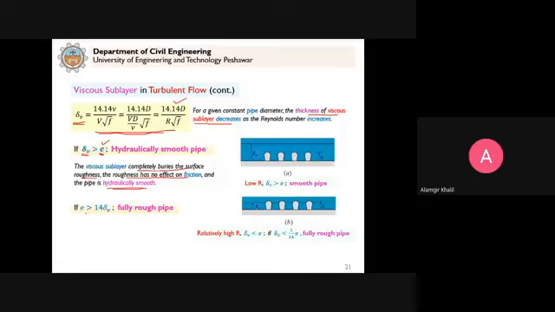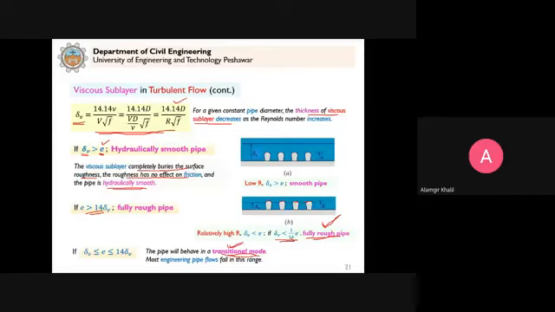And if E is greater than 14 times the delta V, or delta V is less than E by 14, we classify this pipe as a rough pipe. Because you can see here, these projections are going above this viscous sublayer, and they will have frictional effect along with the turbulence on the flow, and the pipe will behave as if it is a fully rough pipe. And if we have in between the two conditions, then we say that the pipe behaves in transitional mode.